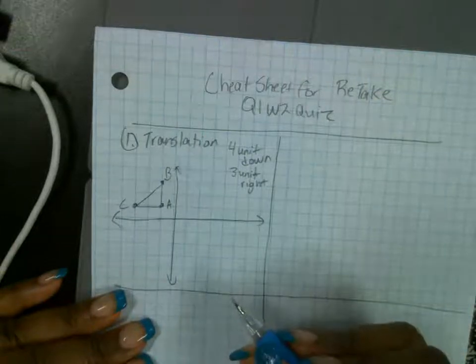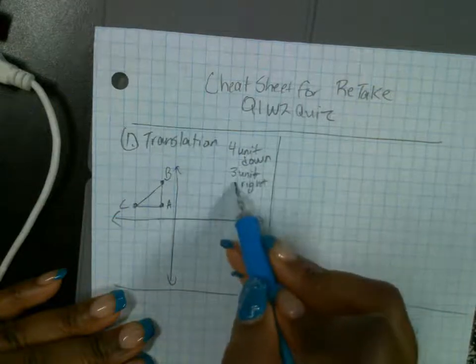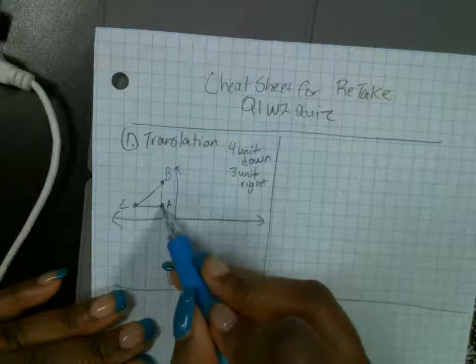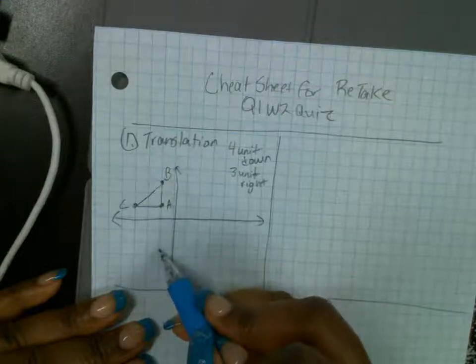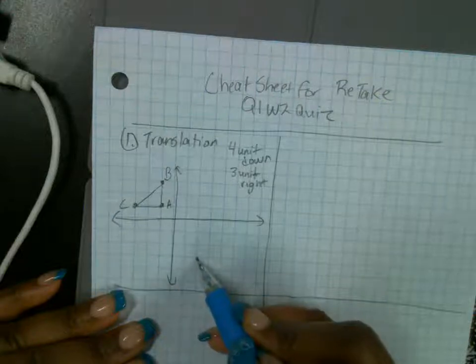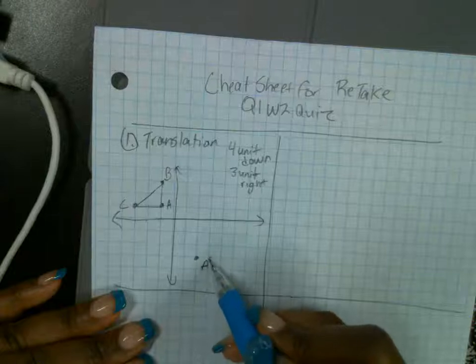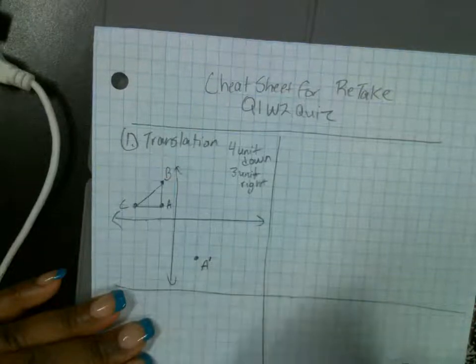So watch what I do. I'm going to take each of these points and follow these instructions. I'm going to go down 4, 1, 2, 3, 4, and to the right 3, 1, 2, 3. This is my new location for A. So what do I write? A prime with the tick mark.